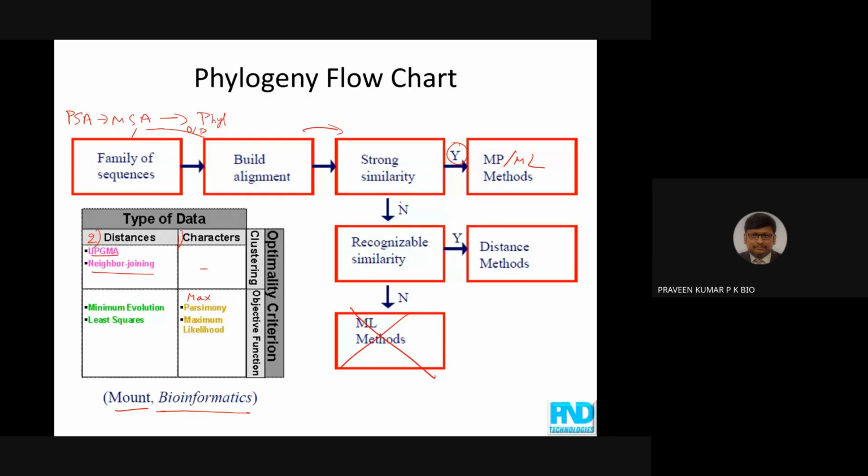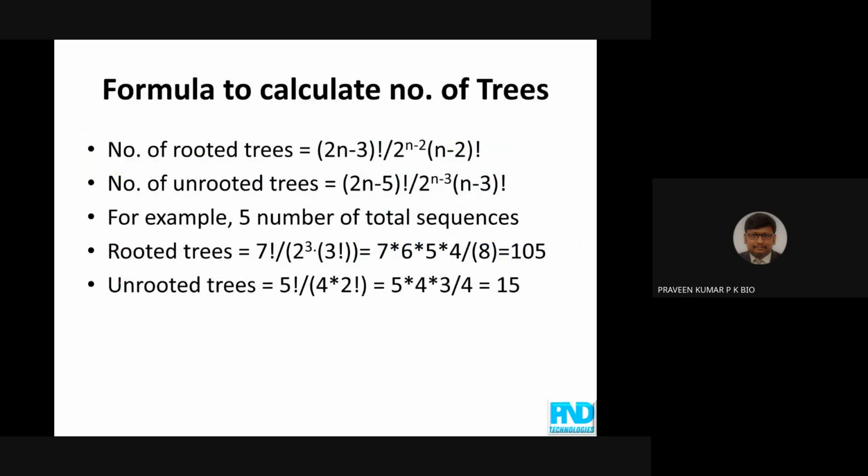Now let me see if they have a recognizable similarity. That is, we don't have a strong similarity, but somewhat okay, 90% similarity or 50 to 90% similarity. Then better go with the distance based. For this only we can go with the distance based. Distance based, you can use any of these methods. If you want clustering, use these two methods. And if you want a function based, use any of these two methods.